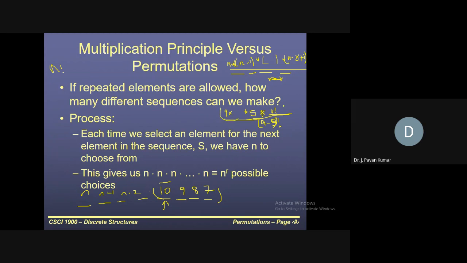This one has 9 factorial, this one has 9 minus 5 factorial. What is 9 here? It is nothing but n. What is 5 here? It is nothing but r. So n minus r factorial. Yes or no? n factorial by n minus r factorial, which is nothing but nPr.